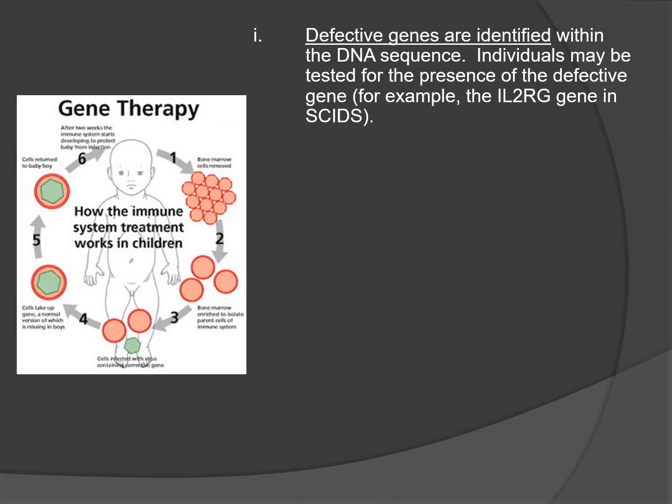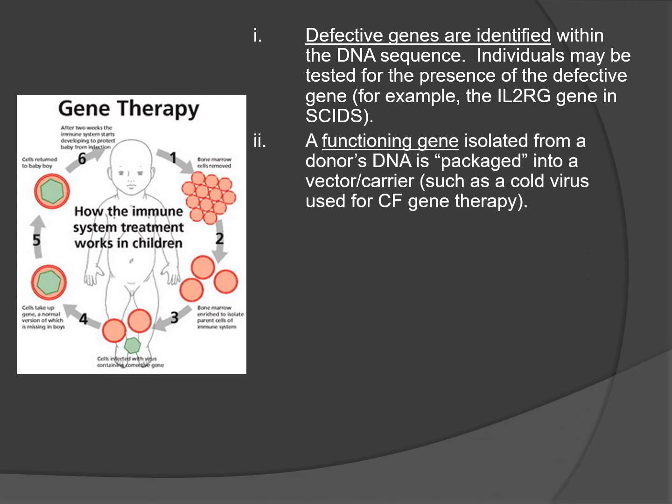All right, so how does this work? First you identify defective genes within the DNA sequence. Individuals can be tested for the presence of defective genes. For example, in bubble boy syndrome, as we were talking, the defective gene is called IL2RG.